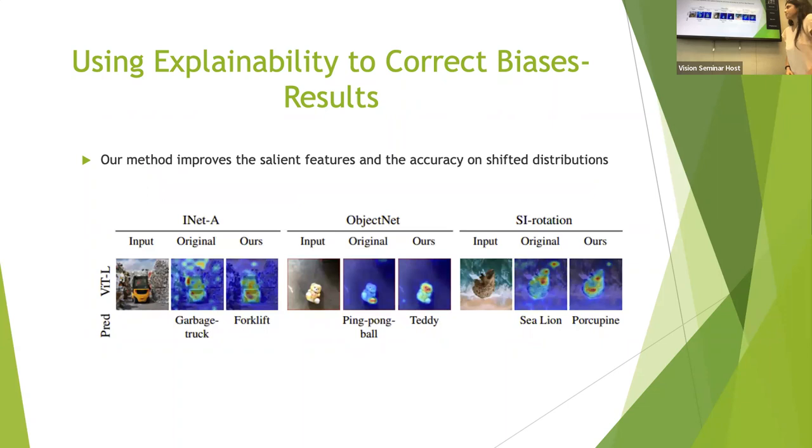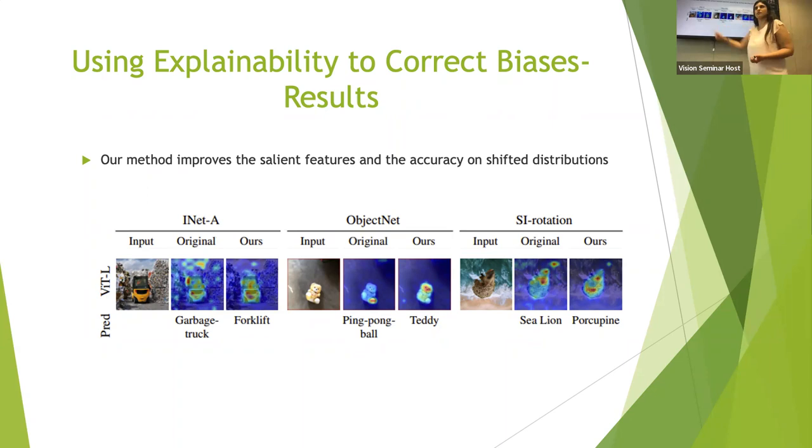These are examples for shifted distributions. As you can see before, for this example, the model predicted a garbage truck. Well, this is a forklift, because the forklift is in a garbage area. So we correct the prediction to be a forklift based on the foreground rather than the background.